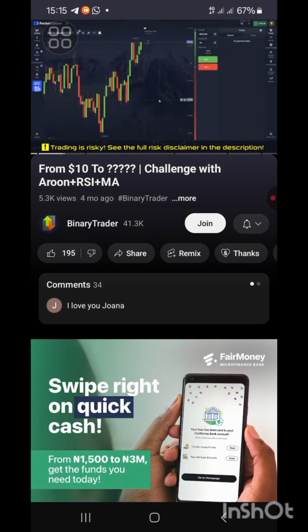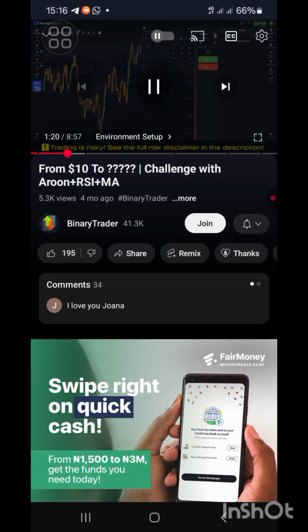Let's set up the environment for this strategy. Set time frame to 30 seconds. Set trade duration to 1 minute using free expiration mode.